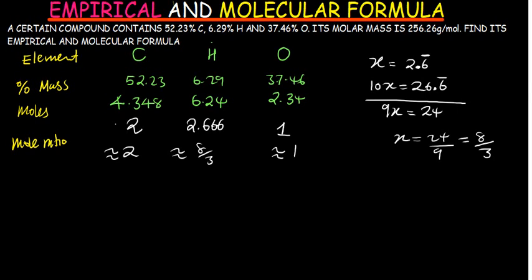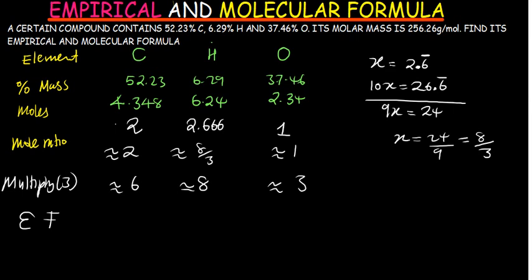Now I'm looking at the number that is in the denominator. This is the case where we need to multiply by a factor. In this case, the same number that is in the denominator, multiply by it. So 2 times 3 will give you 6. And then 8 over 3 times 3 will just give you 8. And then 1 times 3 will give you 3. And then the empirical formula: get carbon, this number here, you put it there. Hydrogen, you've got 8. And oxygen, you have got 3. So this is the empirical formula for this compound.